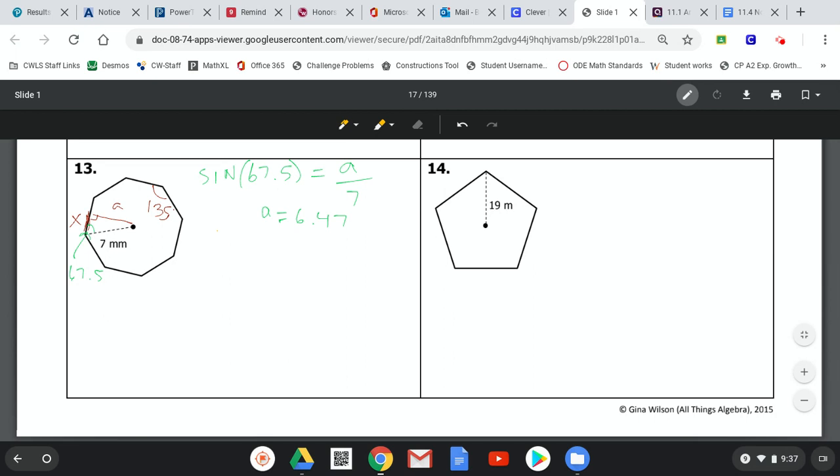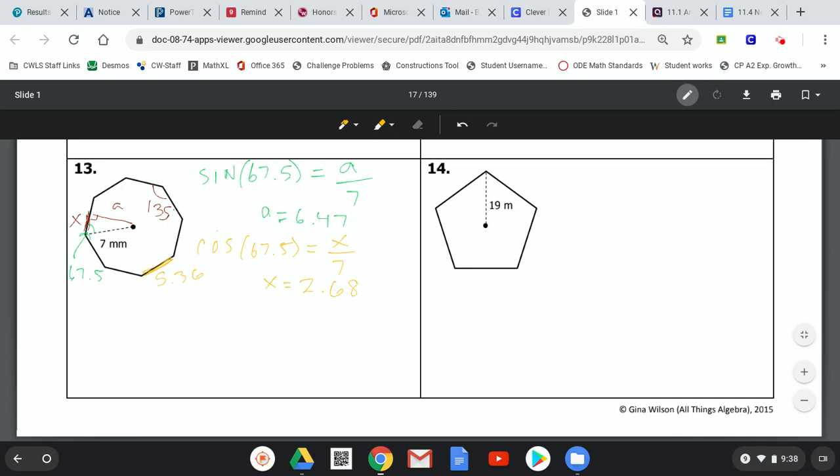Now, to find x, a little bit different. So x is touching that angle. If you see that brown mark down there is touching that green angle mark, so it's the adjacent side, so we're going to use cosine of 67.5 equals x over 7. So x equals 2.68. So now we have x, we have a. Is 2.68 the length of the side? No, we have to double it. And so the length of the side is going to be 5.36.